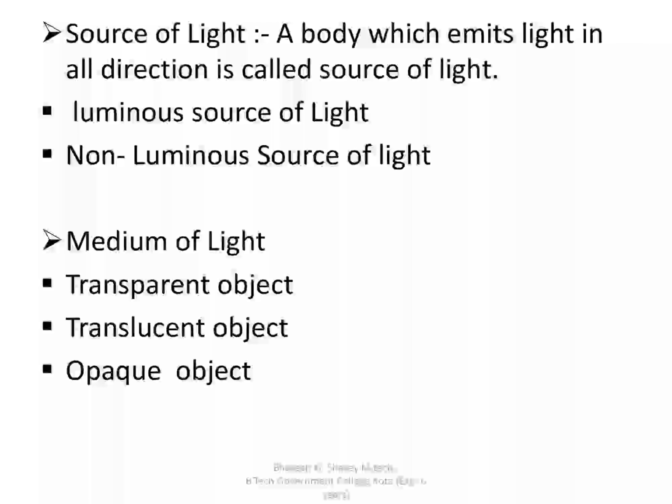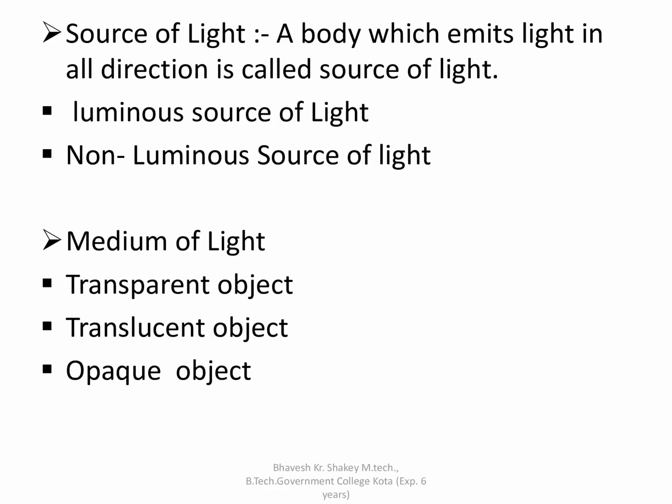So in this slide first we define the source of light. So what is the source of light? A body which emits light in all directions is called a source of light. The source of light we can further divide into two parts. One is called luminous source of light and the second one is non-luminous source of light. In a luminous source of light, they themselves emit light. Examples of luminous sources of light are the sun and stars, electric lamps, candles, lanterns, etc.